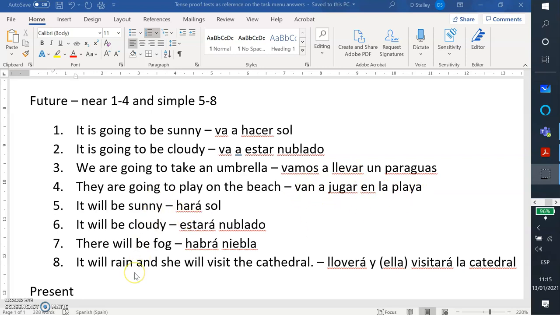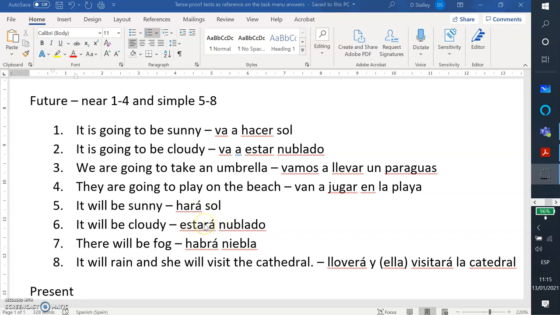And the last four, we're using the simple future. Now, hacer in the simple future is irregular, and so is haber. So we'll just have a look at those two. So hacer sol is our infinitive for this one, but hacer goes to har as the stem, and then we add the endings. And for the it ending, we put an a on the end. So hará sol.